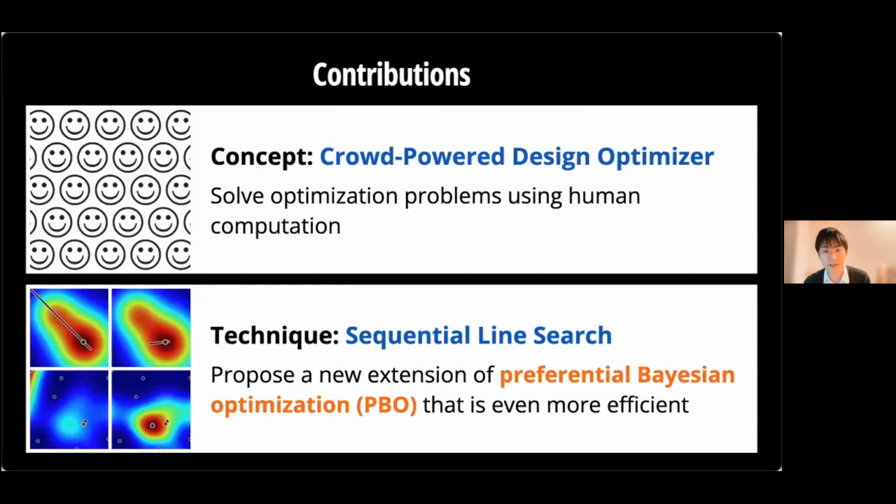In this specific work, we made 2 contributions. The first contribution is the concept of a crowd-powered or crowd-in-the-loop design optimizer. This optimizer solves optimization problems using crowdsourced human computation. The second contribution is the technique called sequential line search, which is a new extension of preferential Bayesian optimization that is even more efficient.